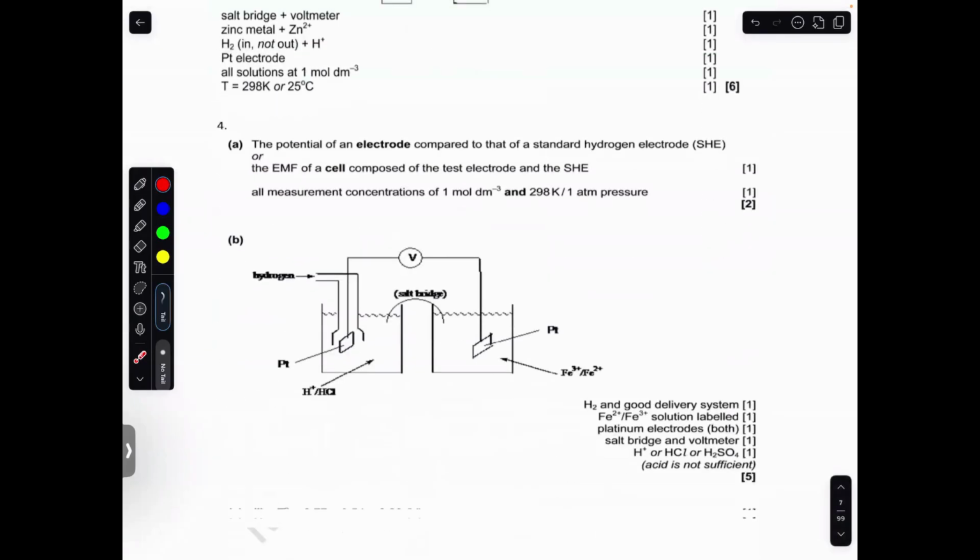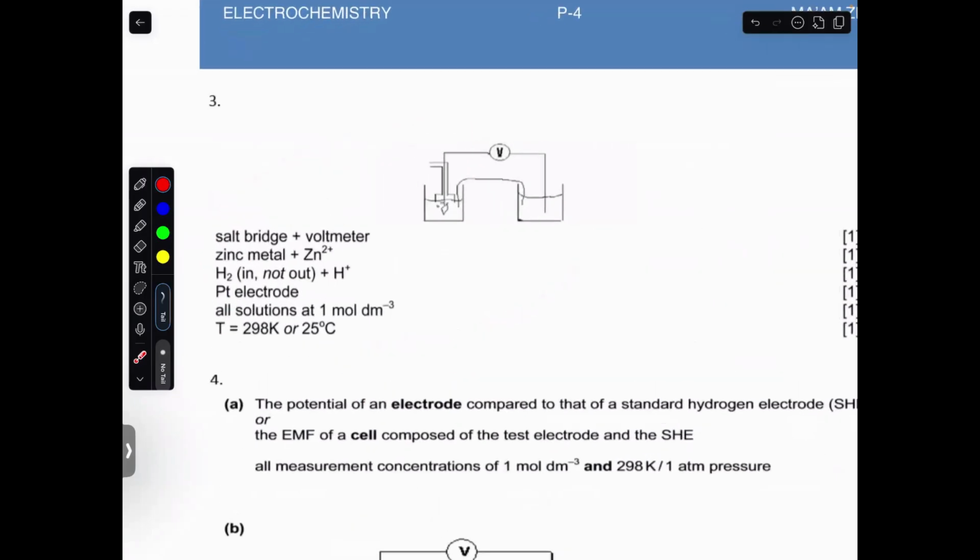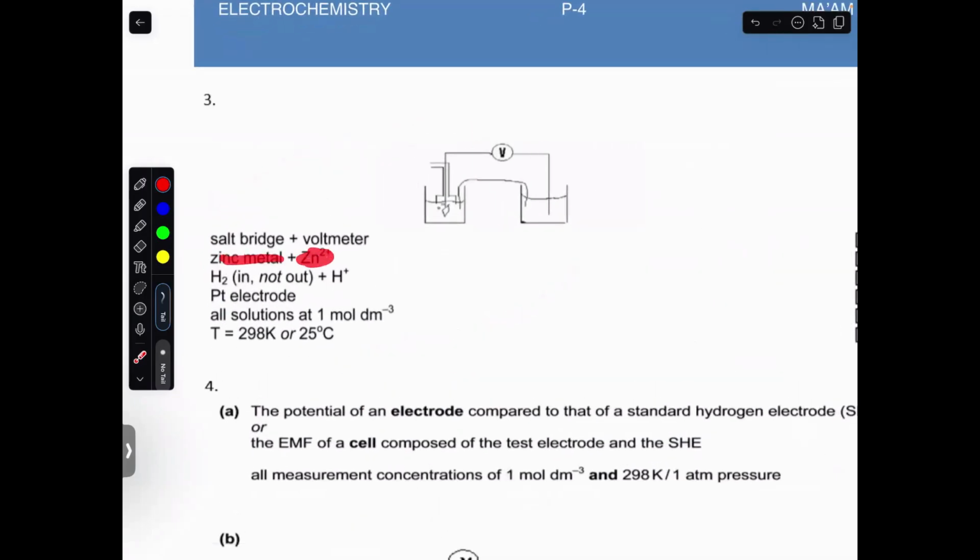This is the one I did right now. This is for the zinc, yes. Look how they are making it: zinc metal, zinc ion, the salt bridge, the voltmeter, and hydrogen. Hydrogen is coming in, not out, yes, of course. You're drawing, you're not showing the function. So hydrogen ion, platinum electrode, 298 K. A fully labeled diagram is required.